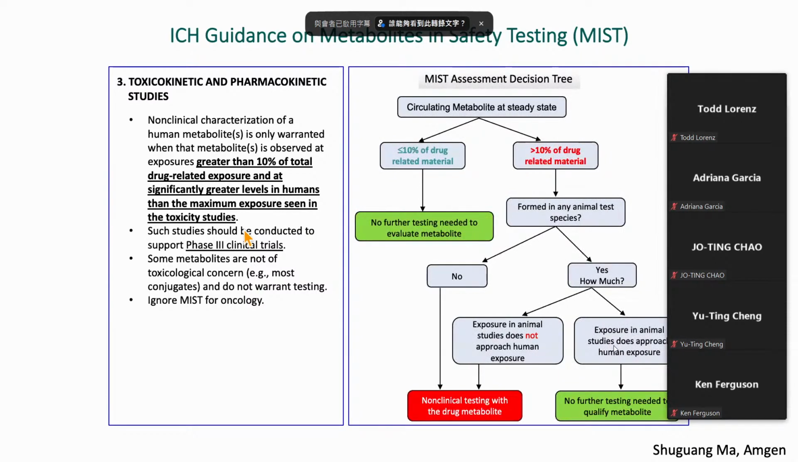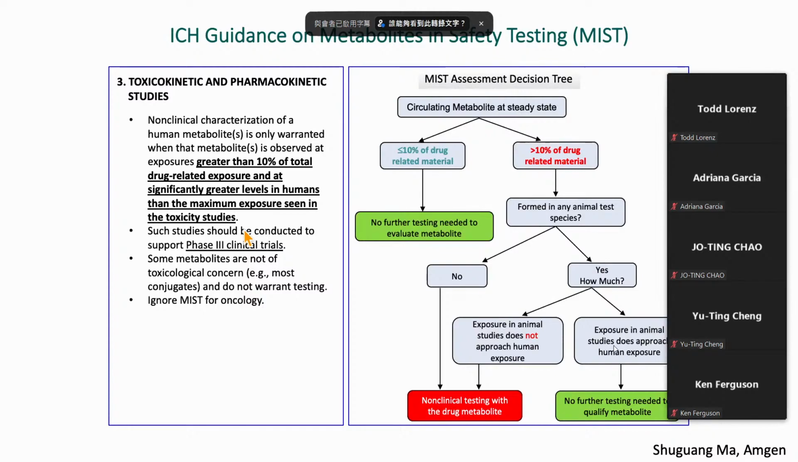So a decision tree that the project team can use to find out if this is going to be a problem for their drug. You measure the circulating metabolite at steady state, and then you have to do a quantitative experiment. Is it less than 10% of the total drug-related material, or is it greater than 10% of the total drug-related material? If it's less, you're not going to worry about that metabolite.